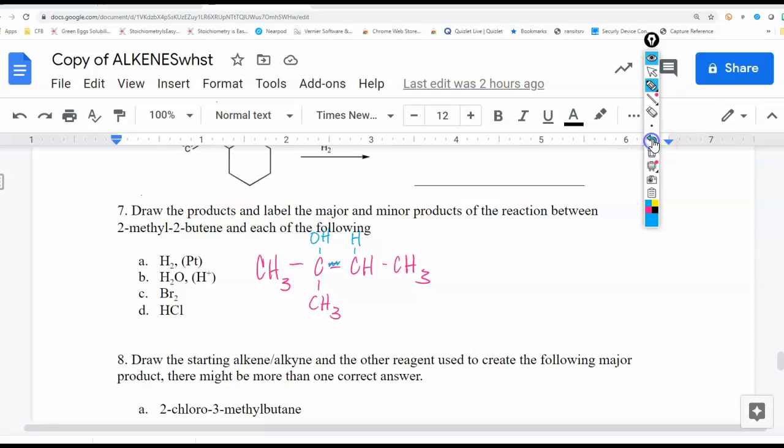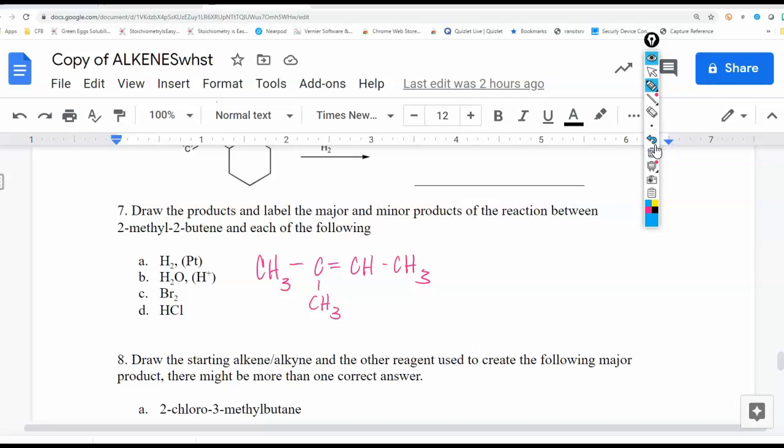The same thing as A happens with C, in that we have a symmetric Br2. And so since we have a symmetric Br2, each Br is simply going to get added on to the 2 carbons of the double bond. So we end up with that. And then finally, oh, I did not want to do that. Hang on. All right, so I'm going to go back.